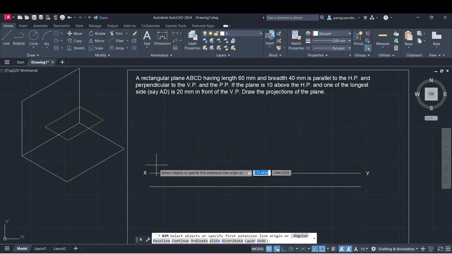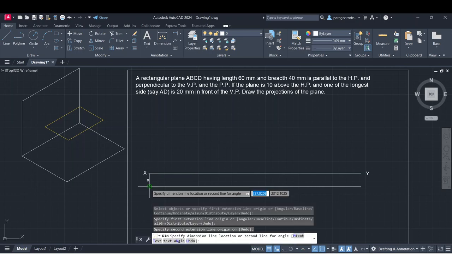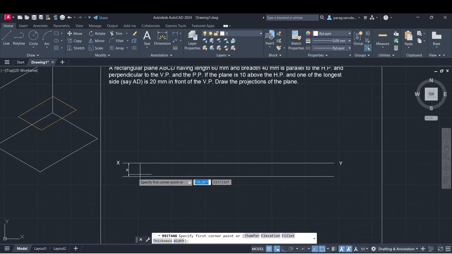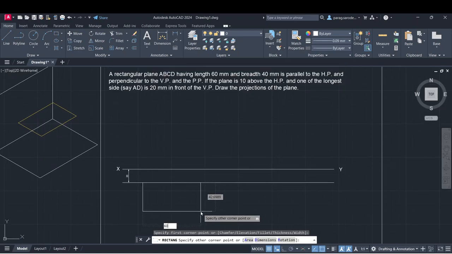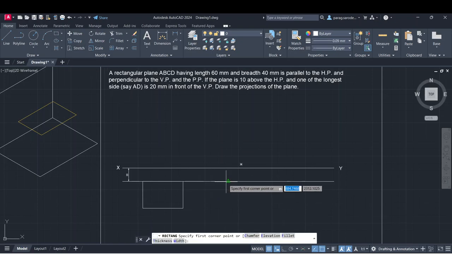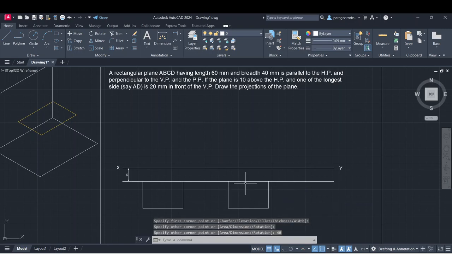Okay, now the distance between these two lines is how much? 20. Here. Okay, now I will take a rectangle which will coincide with this, having a length of 60. And what is the other side? 40. How did I start? I will reproduce it again here to show you. Take this random point here, type 60 and 40. It will create a rectangle of length 60 and width 40.